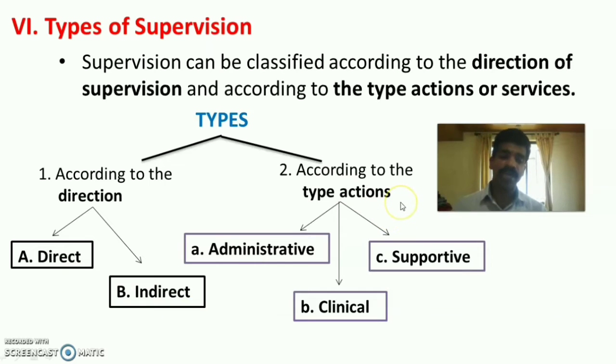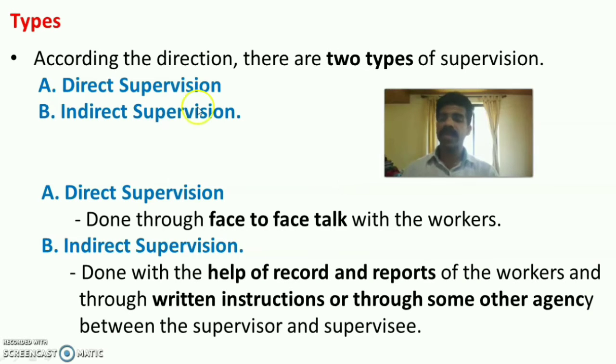According to the type of action or services, there are mainly 3 types: administrative supervision, clinical or educational supervision, and supportive supervision. Let us discuss in short about the types of supervision. The first type is according to the direction of supervision: direct supervision and indirect supervision.